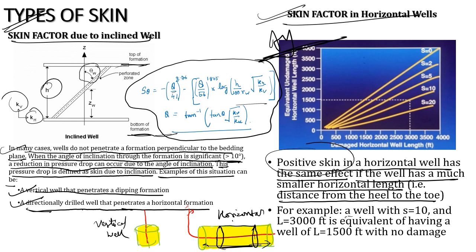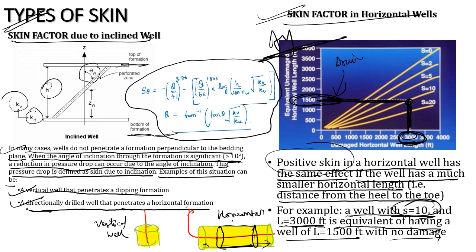For example, if I have a well with skin 10 and the original length of the horizontal section is 3000 feet, now because of the skin of positive 10, this horizontal section is acting as if it is 1500 feet with no damage. In this figure you can see that initially my actual horizontal wellbore section was 3000 feet. Now because of this skin of 10, it acts as if my horizontal section is 1500 feet only. That means because of the positive skin, my drainage area has reduced.